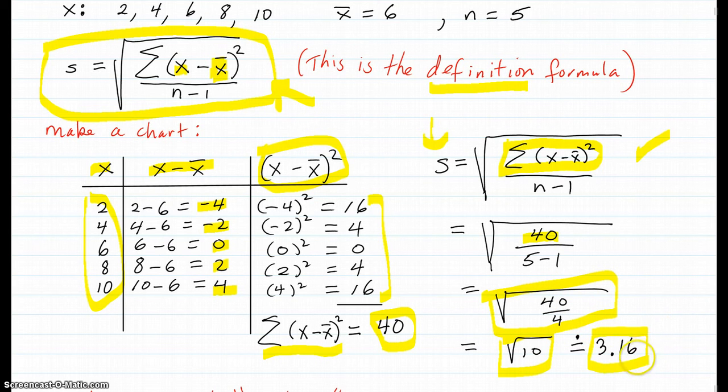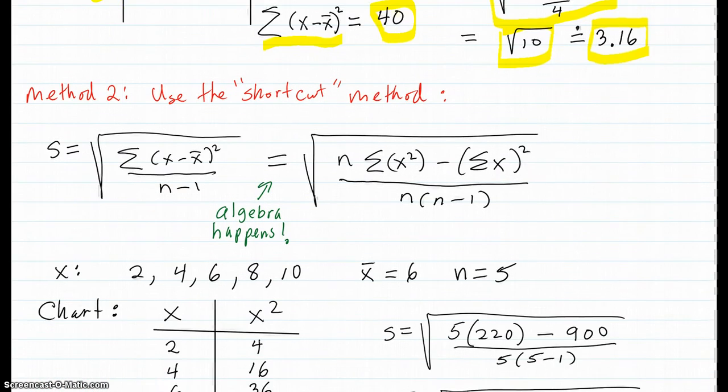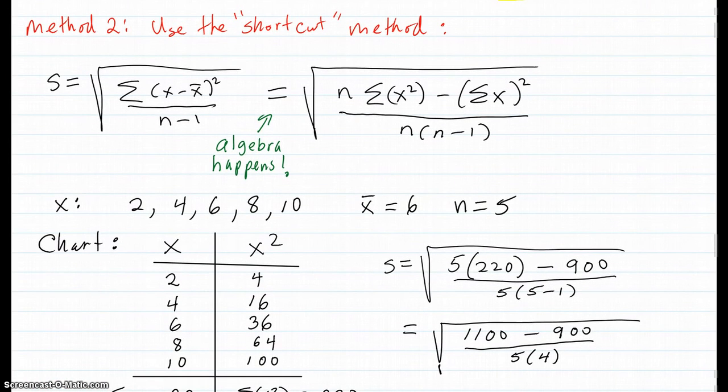And as to which decimal place to round off to, you usually do that in the context of the problem. So 3.16. Okay, so now we're going to move on to method 2, which is the so-called shortcut method. It's shortcut only because it has data lists, and it's easier for a machine to do it this way, a little faster.